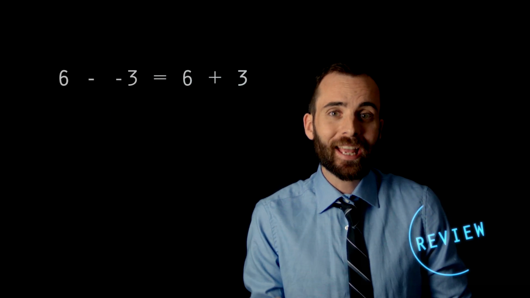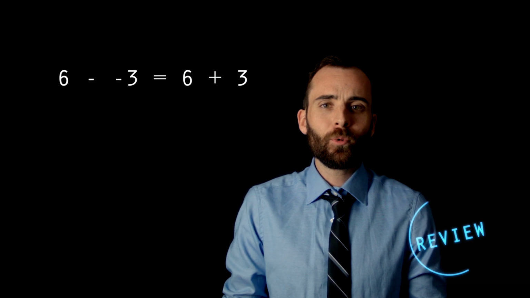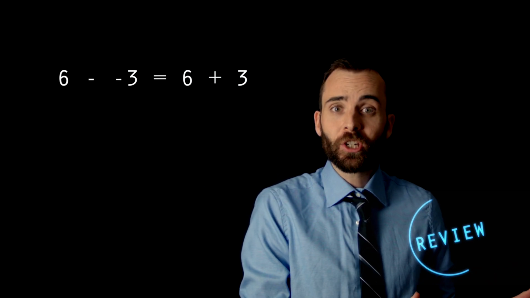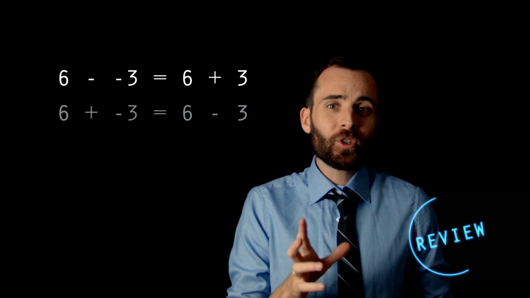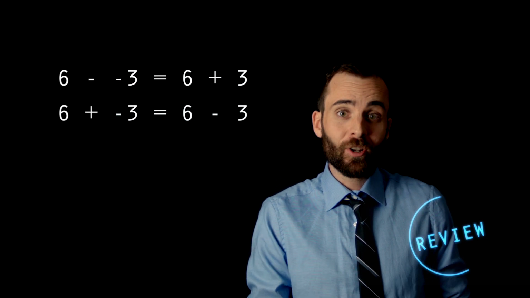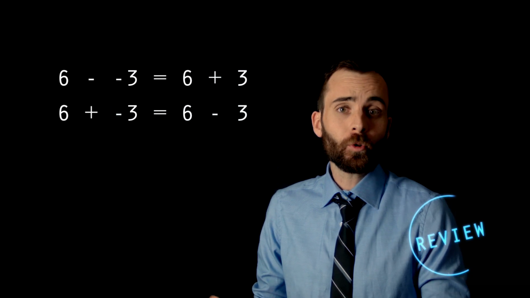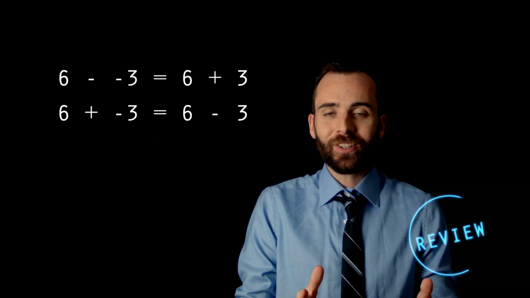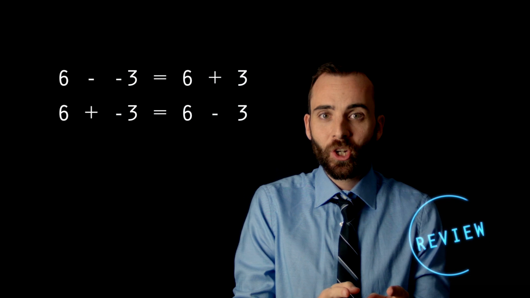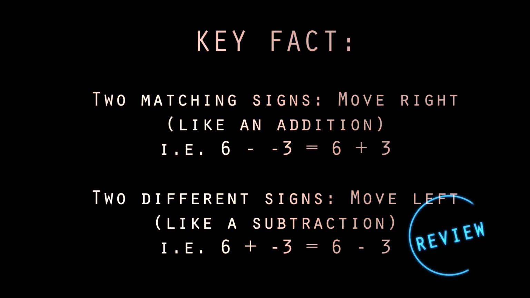In answering those questions, you may have noticed a pattern. When there were 2 matching signs together, for instance, when we took away a negative number, we ended up moving right, like a normal addition. Similarly, when there were 2 different signs together, for instance, when we added a negative, we ended up moving to the left, like a normal subtraction. So in essence, if the signs match, we're ending up performing an addition. If the signs don't match, we're ending up performing a subtraction.